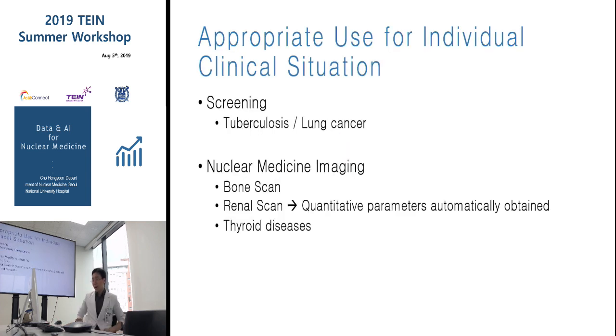And I think the deep learning model should be developed for individual clinical situations, because some disease incidences are completely different here and in your country and the USA. For example, in Korea, tuberculosis is much more common than in Europe or the USA. So I think screening for tuberculosis is one of the good applications for deep learning.